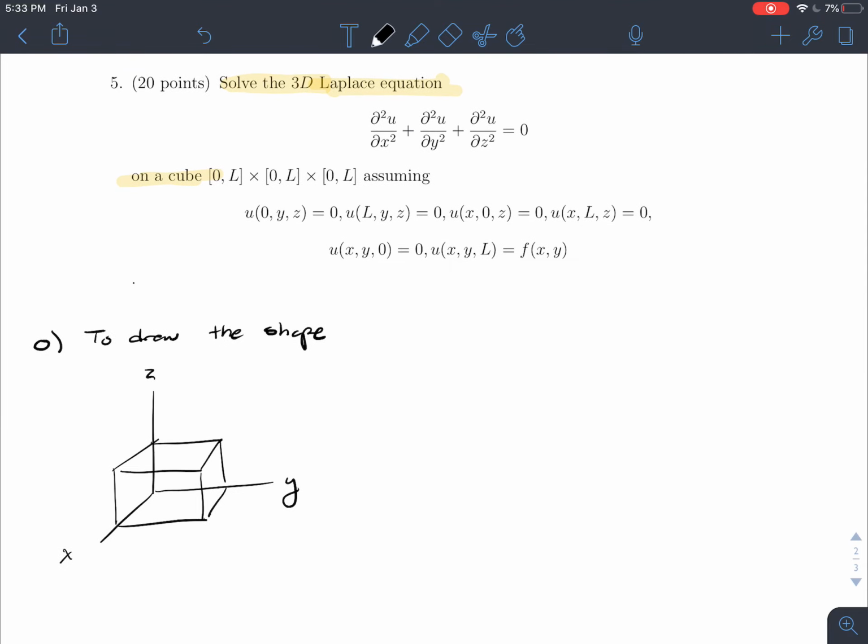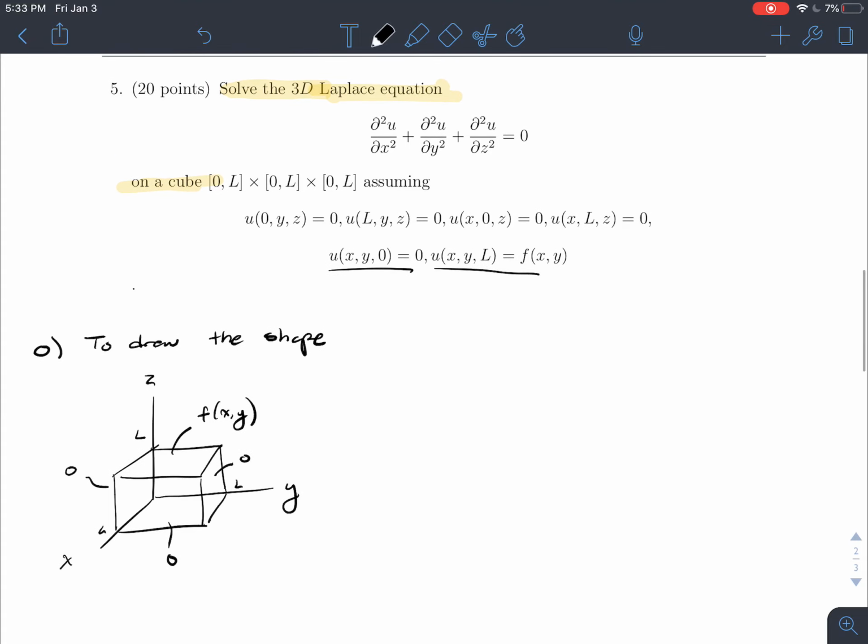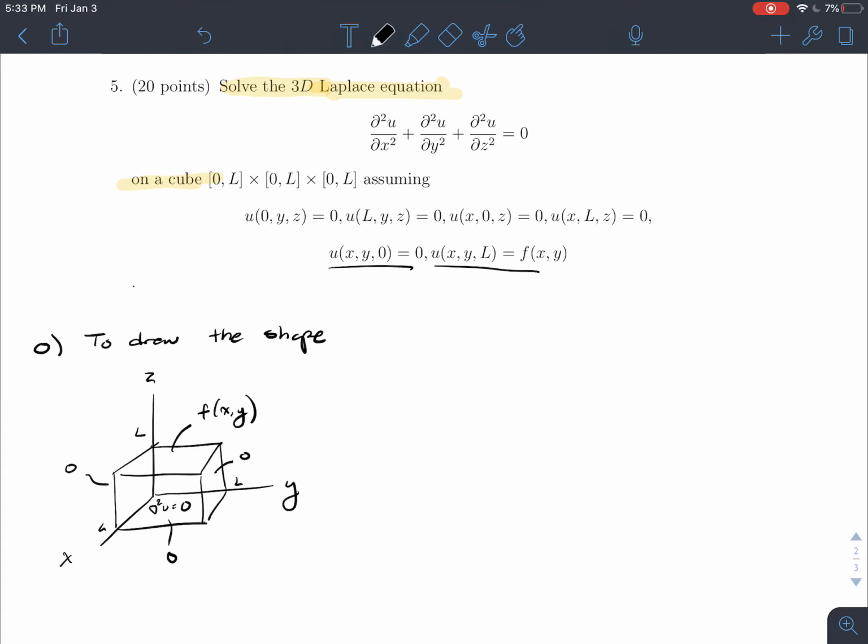Let's see. So we're told the bottom on the xy plane, at z equal to zero, is equal to zero right here. And then we're told at the top, so at the xy plane at z equal to L, u is equal to f of x, y, right? So this is height L, length L, and then L, so it's a cube, right? And then everything else, all the other sides are zero. There's six sides, but I'm not going to draw all of them out. And then we're told that the Laplacian inside this cube is equal to zero.